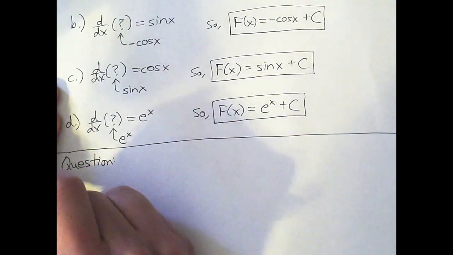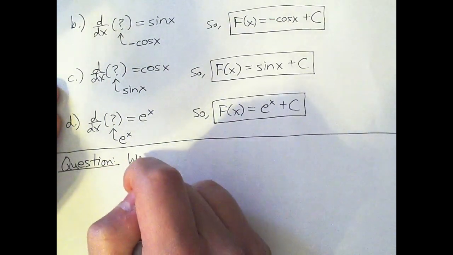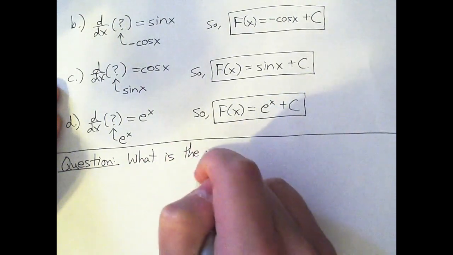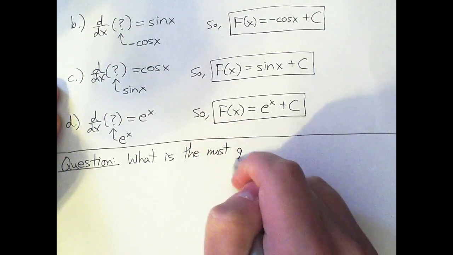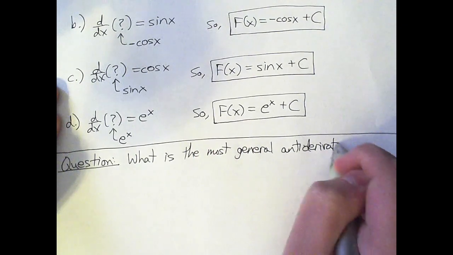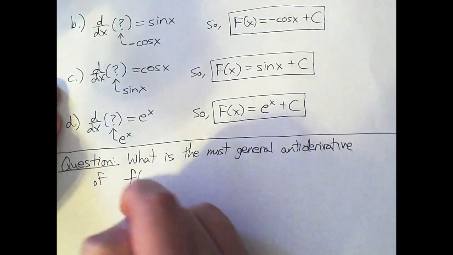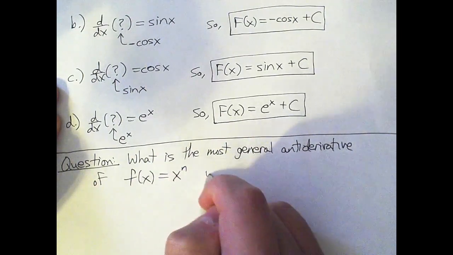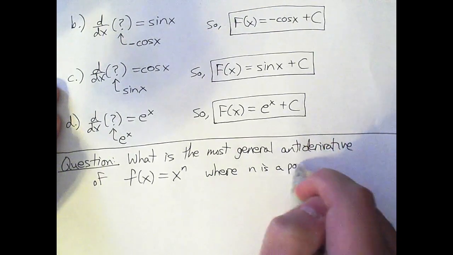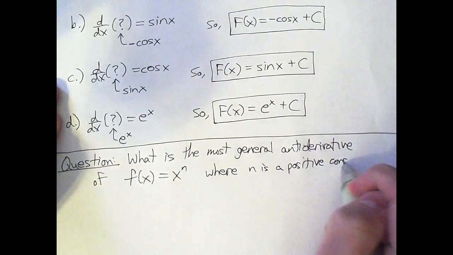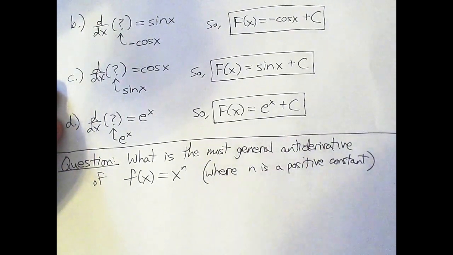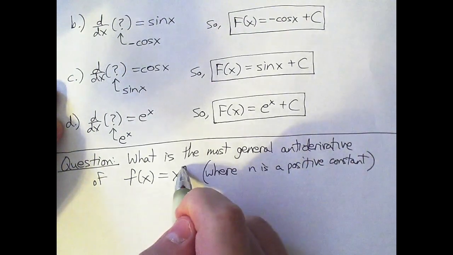So here's a question. What is the most general antiderivative of f of x equals x to the n, where n is a positive constant? Now, we've already done this for 2 and 3, so let's talk about this together.